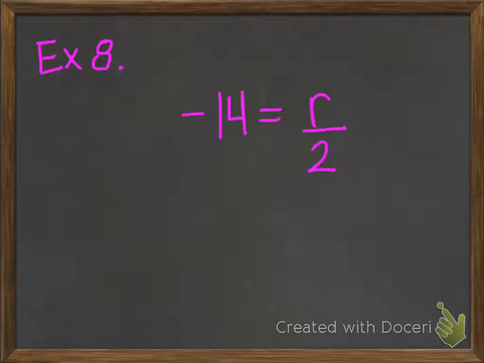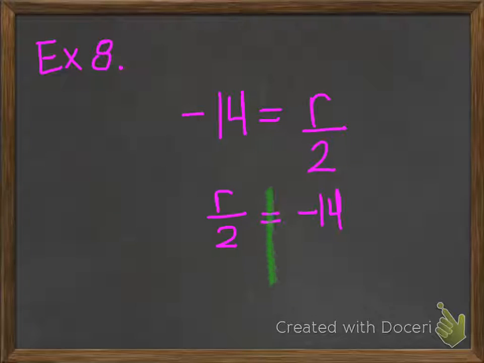All right, for this last example here, what I notice is that I have an equation with division, but it's not really written in a mathematically preferred way. So I'm just going to go ahead and change the order, rewriting the equation with the variable on the left side.